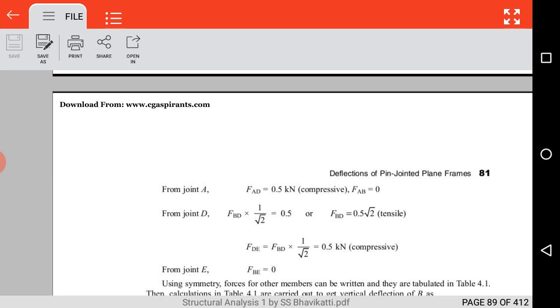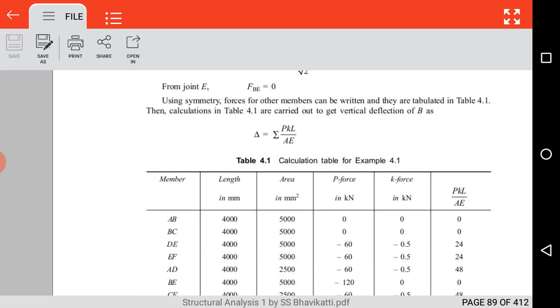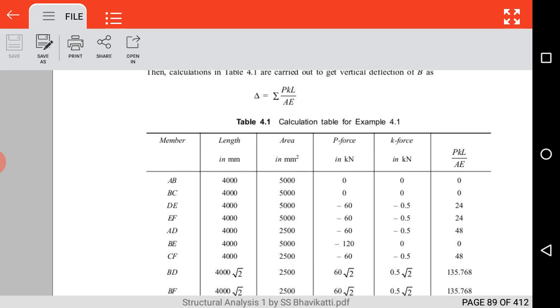From the joint D, by resolving the member BD in horizontal and vertical directions and using our equilibrium conditions, we find that the force in the member BE is equal to 0.5 kilonewton, and FBD is equal to 0.5 root 2. From the joint E we get that the force in the member BE is equal to 0. Again, by using the symmetry of the truss, the values are written down with the directions, and tabulated in the table as shown over here.